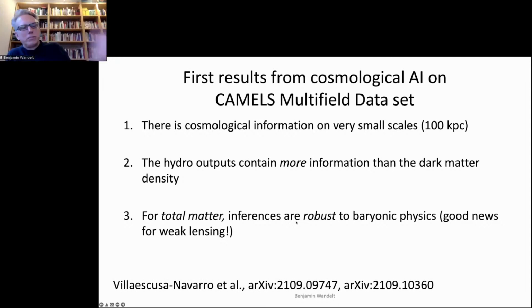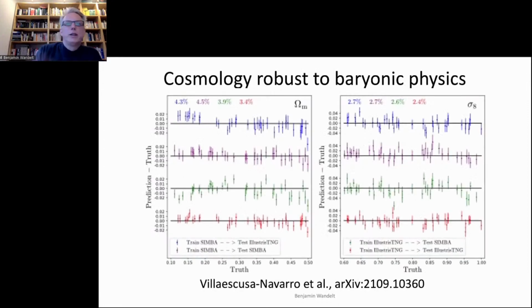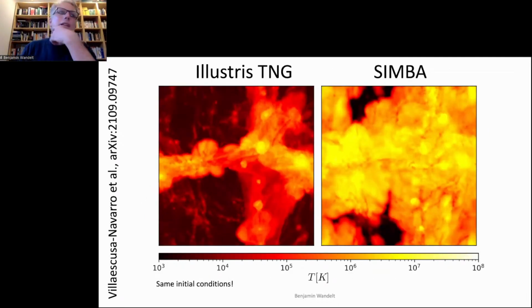And it turns out, because we have multiple hydrocodes, different baryonic physics implementations, if you're looking at the total matter, then you can train on one hydrocode and still infer the correct cosmological parameters from simulations from another hydrocode. So this is good news for weak lensing at some level, because weak lensing probes the total matter, and the baryonic physics effects on the total matter seem to be somewhat robust, at least to these different code implementations. So here, that's just a plot that shows that. I showed you the conclusion first. And lest you think that this is because baryonic physics is so similar in these two different codes.